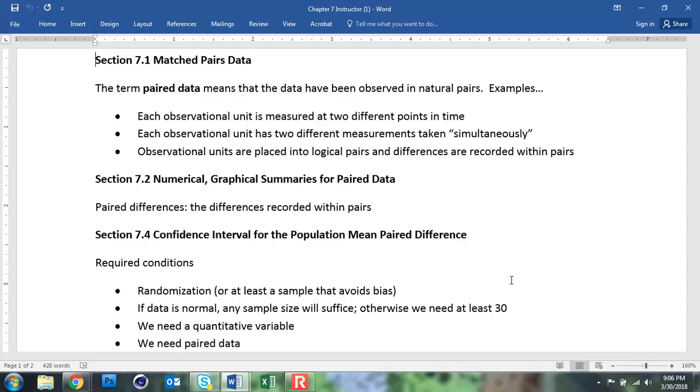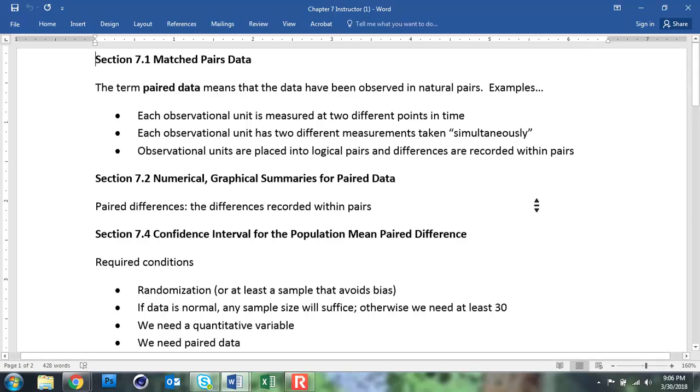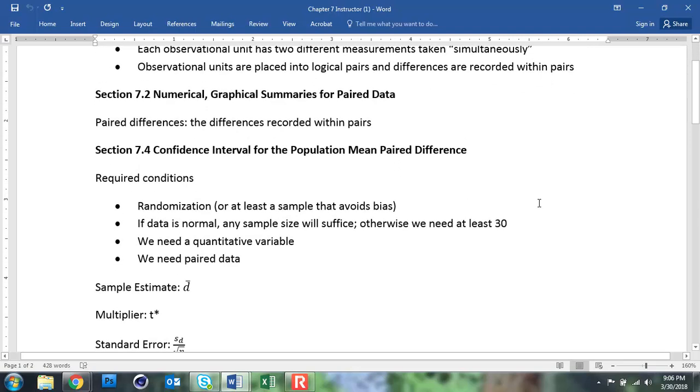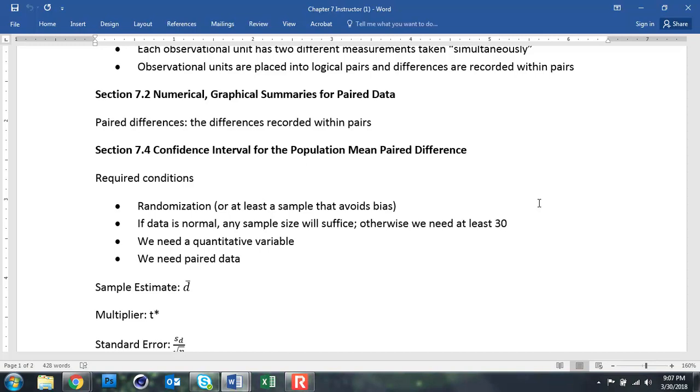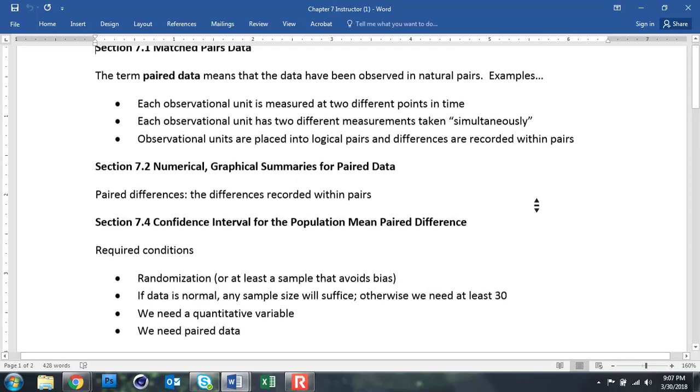Section 7.4, confidence intervals for the population mean paired difference. As with any confidence interval, any statistical inference, there are required conditions. We do need a random sample, or at least a sample that avoids bias. And because we're dealing with means, if the data is normal, any sample size will suffice. Otherwise, we need at least 30. And now you might think, well, don't we need 30 from both populations then? And I will tell you, no. We only have one population of interest. We have two measurements, but they're both taken on the same population.